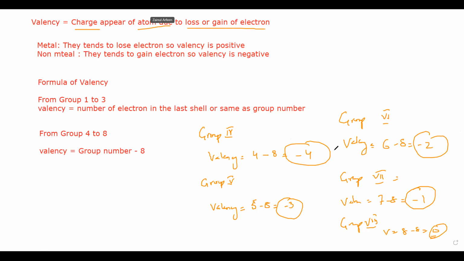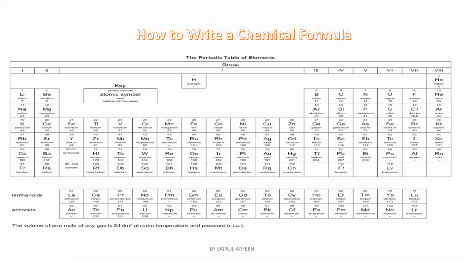So what this negative sign is showing is that when it reacts, it tends to gain electrons, because a negative sign means it gains electrons and a positive sign means it loses electrons. So in a periodic table, you can easily work out the valencies.